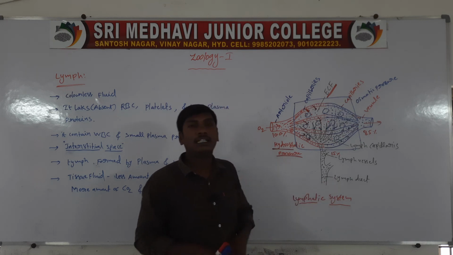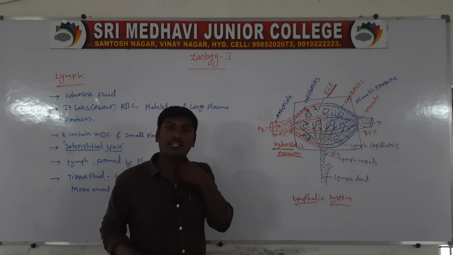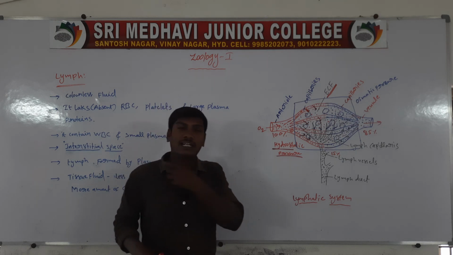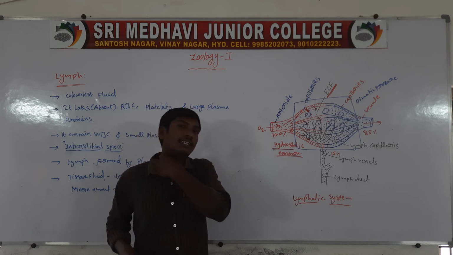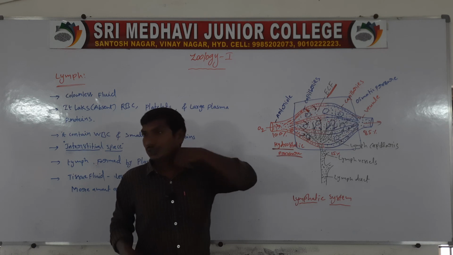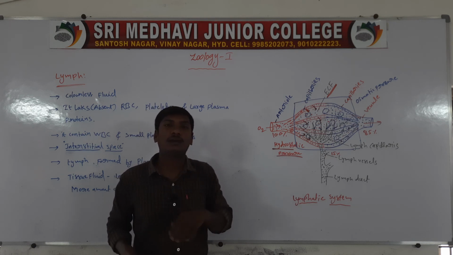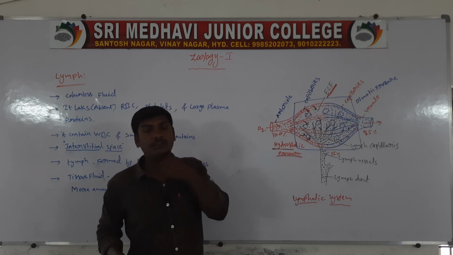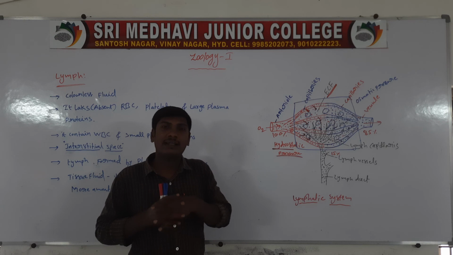The lymph ducts connect to the left jugular vein and the right jugular vein. These jugular veins open into the blood circulatory system, the venous system. So the lymph goes to the heart and mixes with the blood.